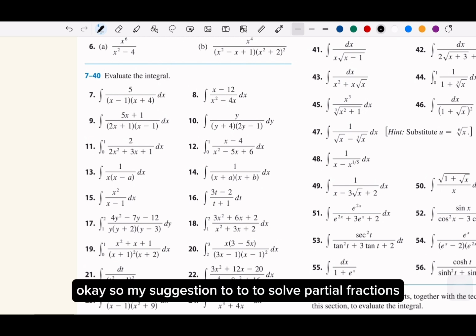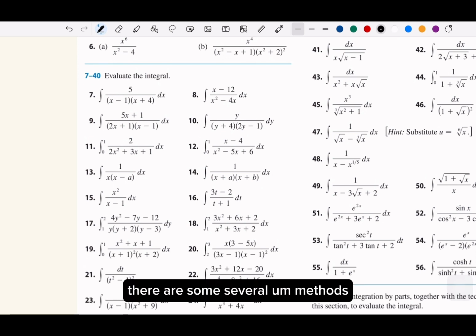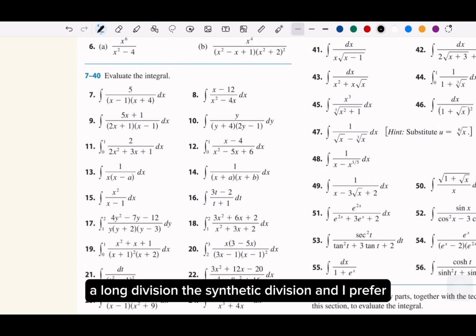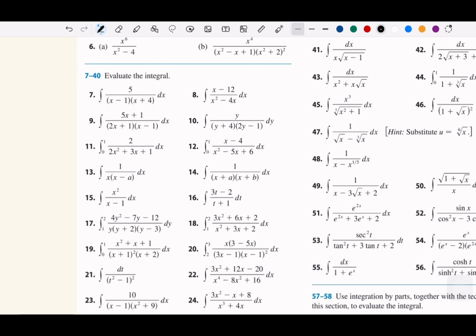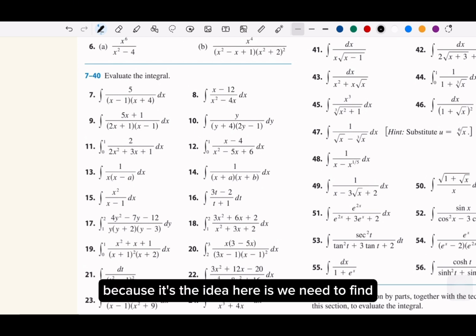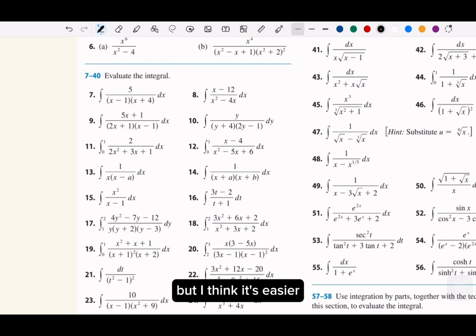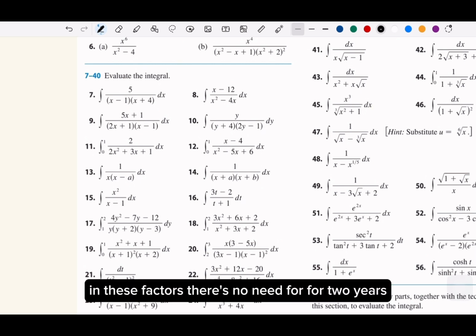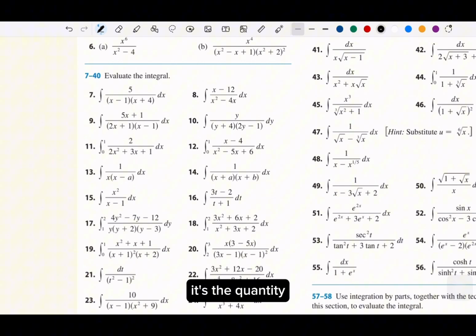So, my suggestion to solve partial fractions, you need to have skills on polynomials. For example, to find the factors using polynomials, there are several methods: the long division and the synthetic division, and I prefer the synthetic division. It's easier to find the roots, because the idea here is we need to find how we can factor this. But I think it's easy, right? Easy to factor. There's no need for polynomials. It's the quadratic.